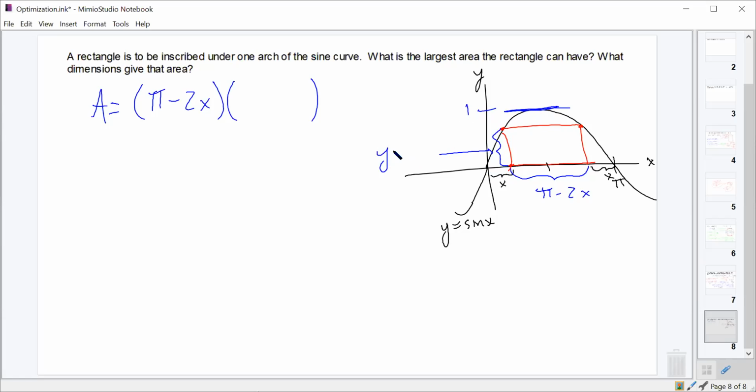And what does y equal? Sine of x. Yeah, so our height should just be sine of x. So our area of this rectangle should be pi minus 2x times the sine of x. Everybody feel okay about that or no? Yeah, that's good.